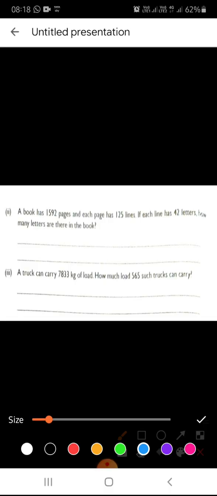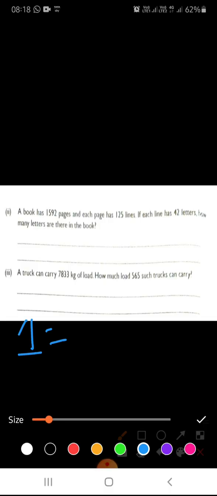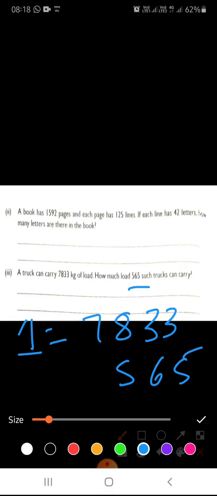And the next question is, a truck can carry 7,833 kg of load. How much load can 565 such trucks carry? This question is also easy. One truck carries how much load? 7,833, and you have to find for how many trucks? 565. What will you do? Yes, what will you do? Multiply these and you will get the answer.